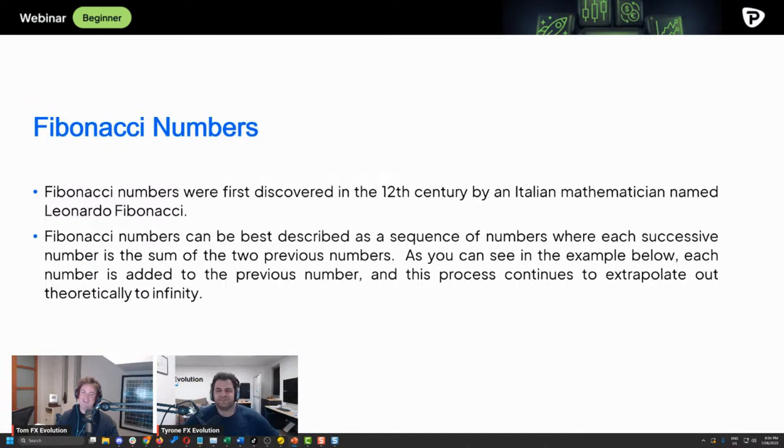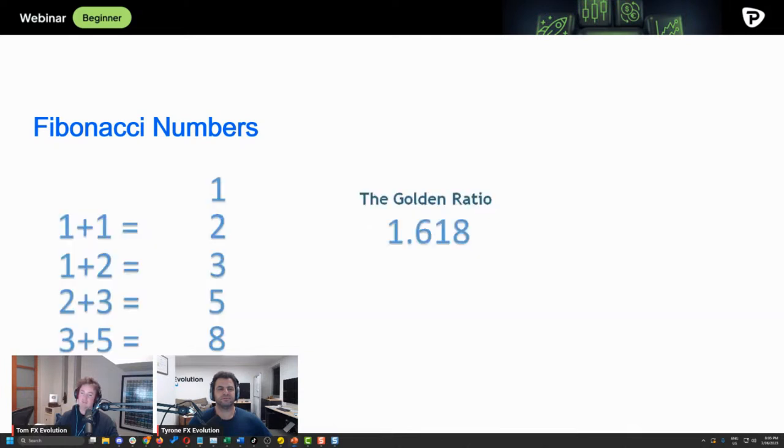Yeah, that'd be fair. All right, so let's go through Fibonacci numbers. This is for the beginner section. Remember, we will be going to the charts later, so make sure to stick around. But Fibonacci numbers were first discovered by the Egyptians. No, in the 12th century by an Italian mathematician named Leonardo Fibonacci. And basically, Fibonacci numbers can best be described as a sequence of numbers where each successive number is the sum of the two previous numbers. So let's have a look at the example here. We've got it on the next page. And basically, Ty, do you want to go through this quickly?